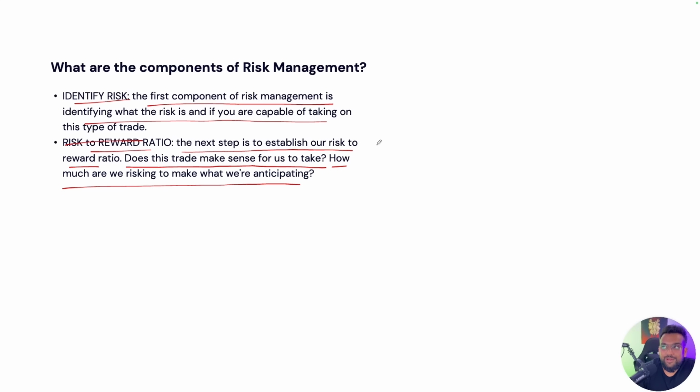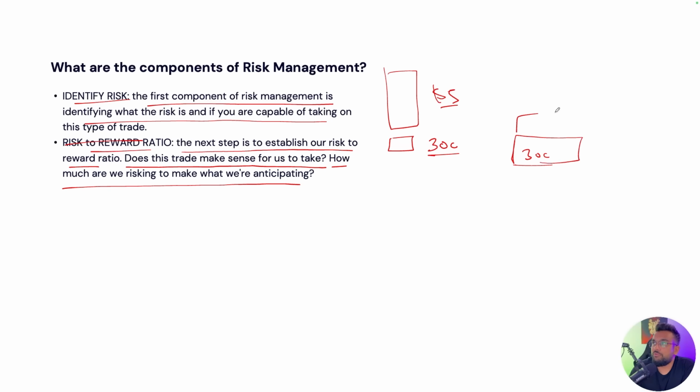Yeah, all this, right? If you think, I'm risking about 30 cents on this particular trade, but it has a potential to make me $5, that's a beautiful risk to reward. But if this trade can make me 30 cents, but the risk is 30 cents and the reward is about 15 cents, would you take this trade? No. Risk to reward ratio, okay?